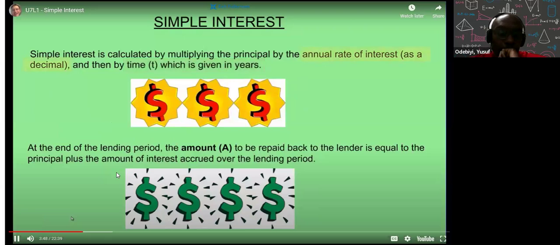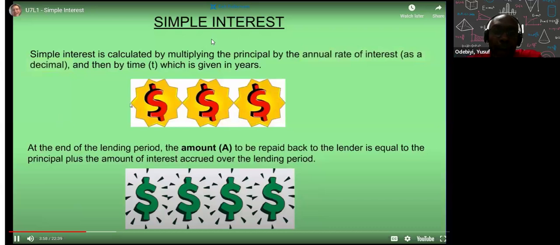Interest rate is always given as a decimal. So if I say interest is 10%, well, 10% means 0.1. If I say 7%, then it would be 0.07. You have to be able to convert percentage to decimal, so please know that. If we're told that the interest rate is 8%, our decimal would be 0.08.